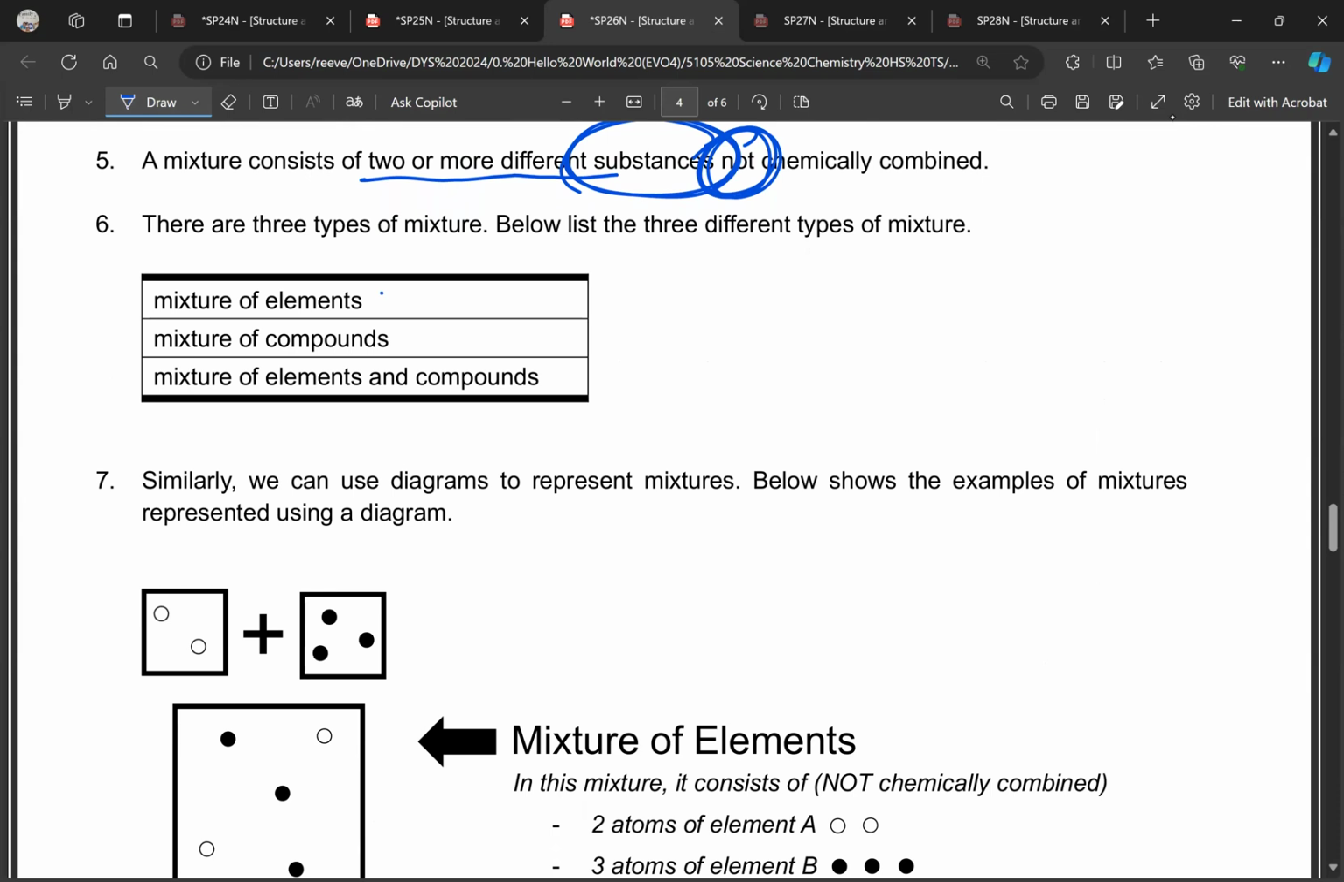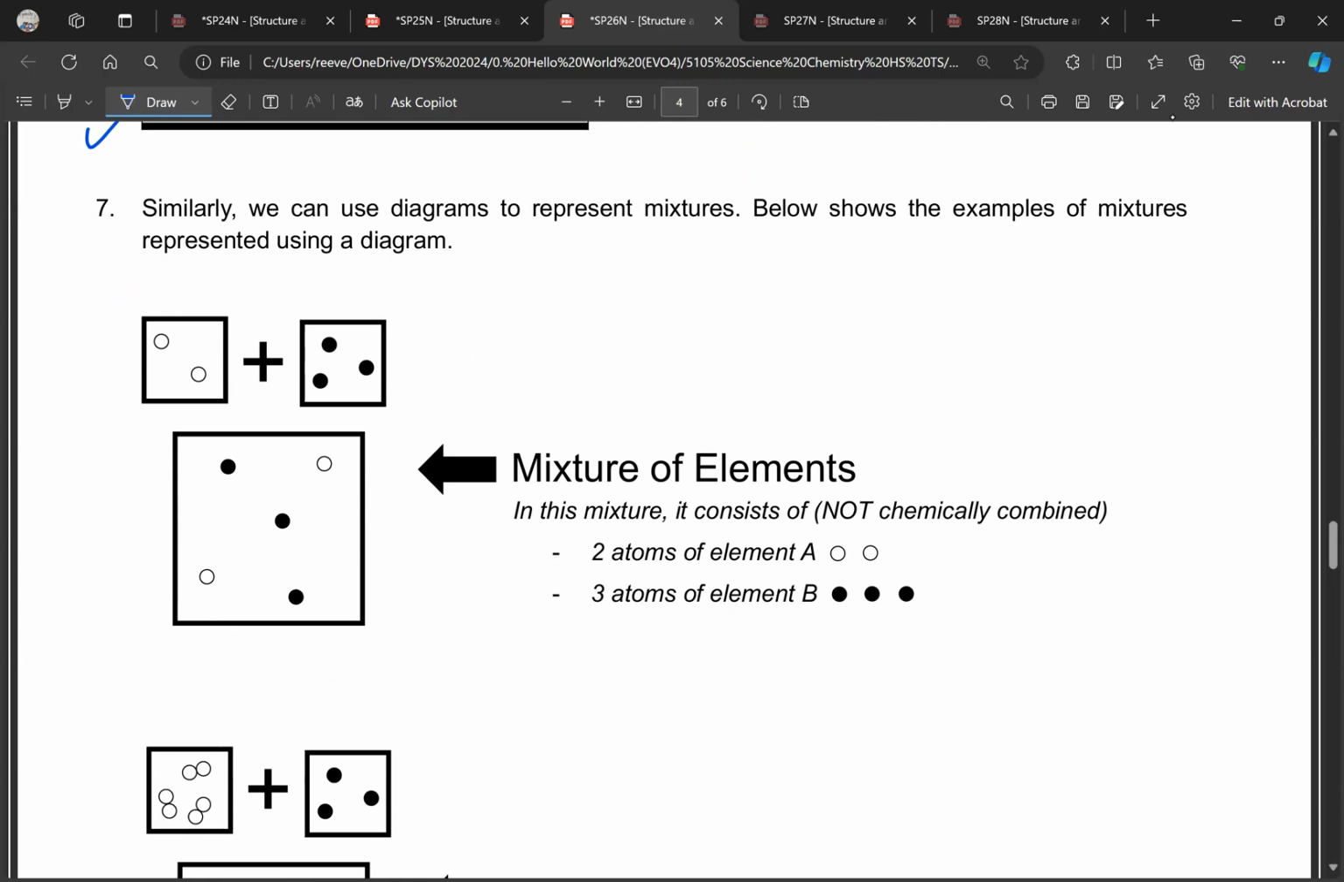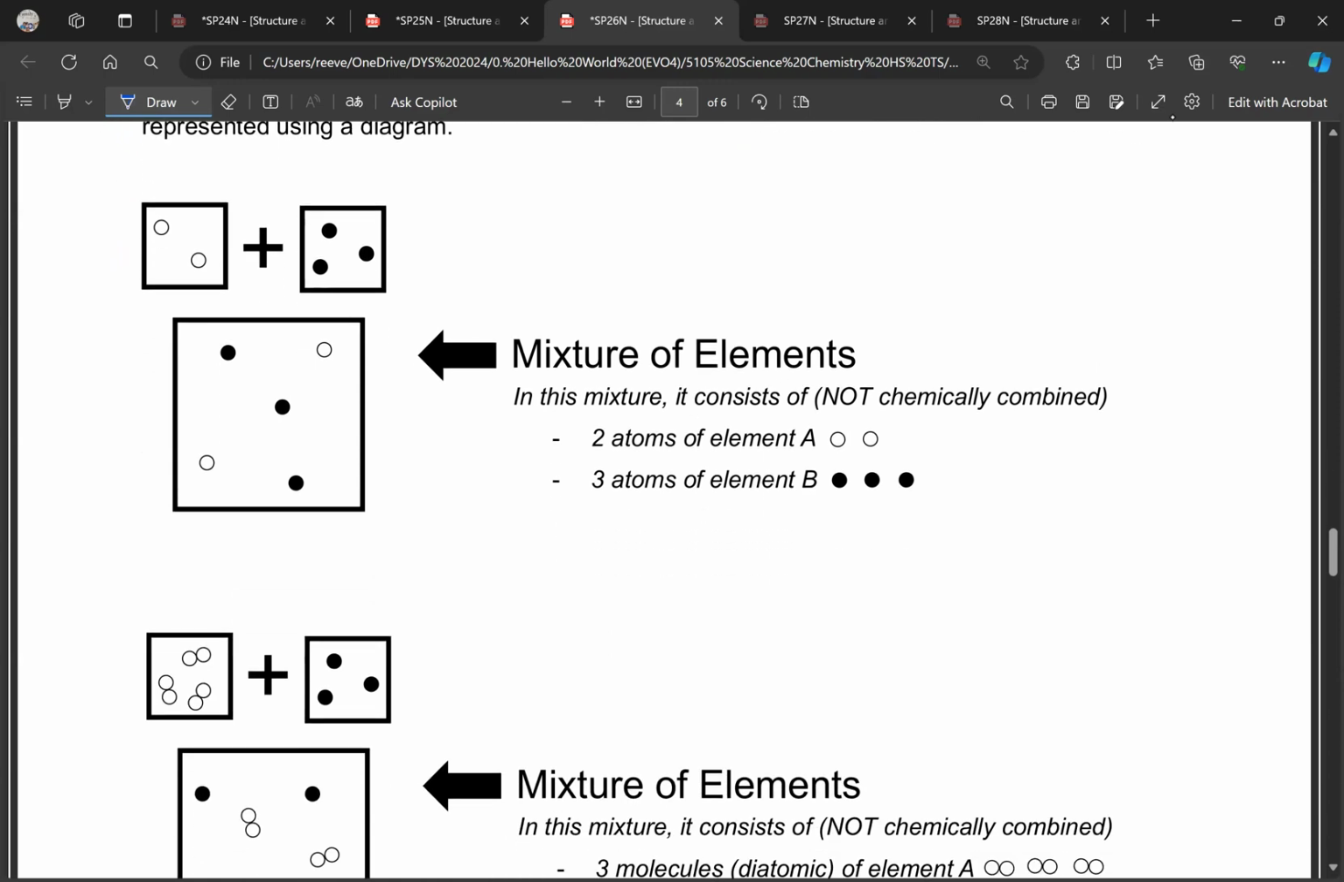So I can mix different elements. Okay, I can mix compounds, but I don't join them. I can mix this compound, mix this another compound, different compounds inside, but I don't join the two compounds together. Or I mix element and compound. So I have an element inside, I shake with the compound, but I don't join them. So it's a mixture. So let's look at the first example, mixture of elements.